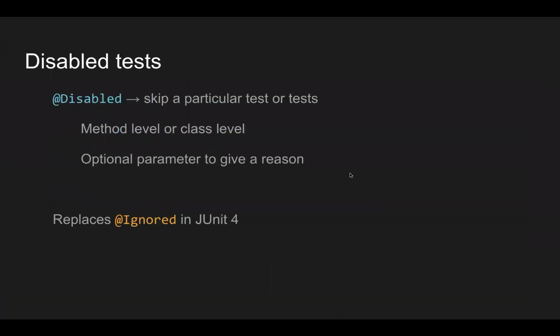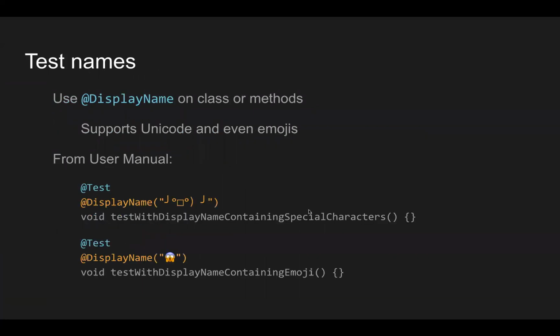Now you can disable a particular test instead of doing ignored, and I'll show you one of those in a minute. And you can now change the display name. These are a couple taken right out of the user manual. Instead of putting in some complicated name, you could put display name with a string. This is basically illustrating that it supports Unicode. So you could put in the guy flipping a table or the Munch scream.